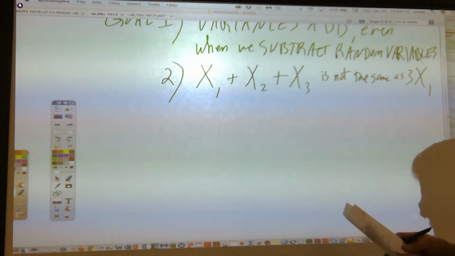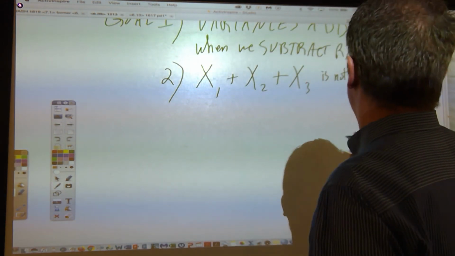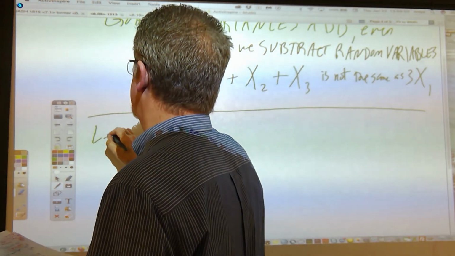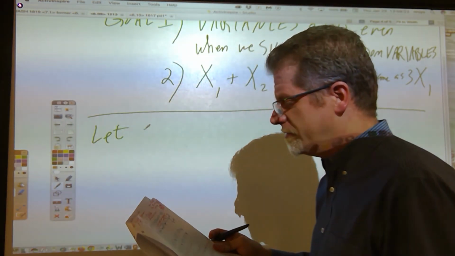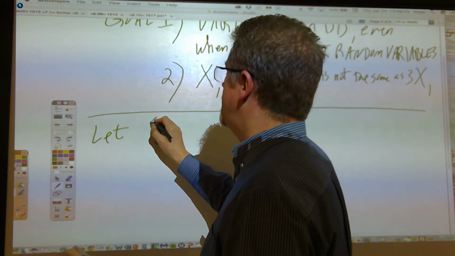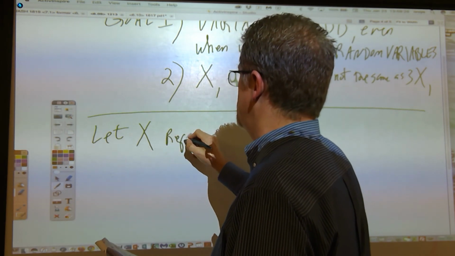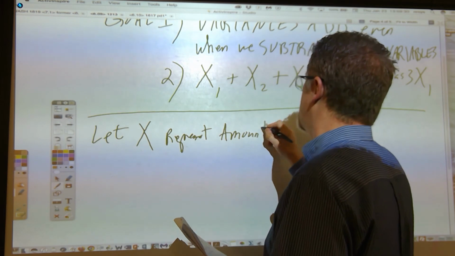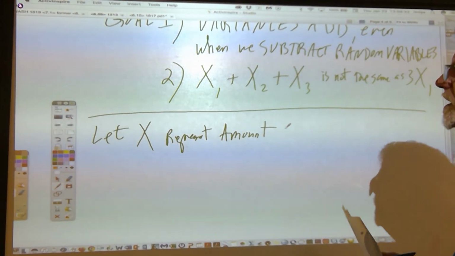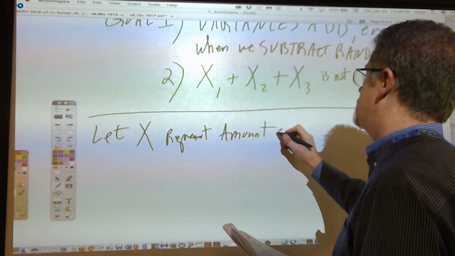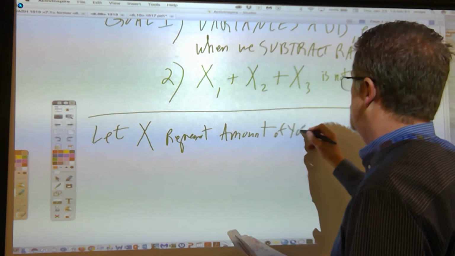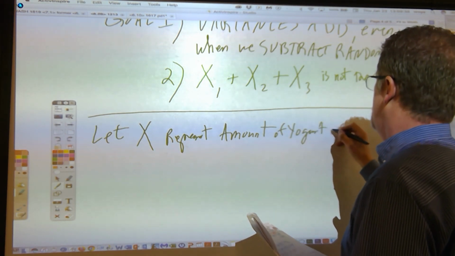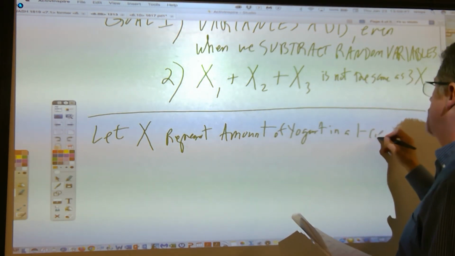Now, some definitions. There's 2 variables we're going to use on yogurt day. So here's the 2 let statements, so we don't have to mess with this around. We want to get right to the yogurt. We're going to let X represent the amount of yogurt, not the color of the yogurt, not the temperature or the weight of the yogurt, the amount, the volume of the yogurt, the amount of yogurt in a 1 cup scoop.